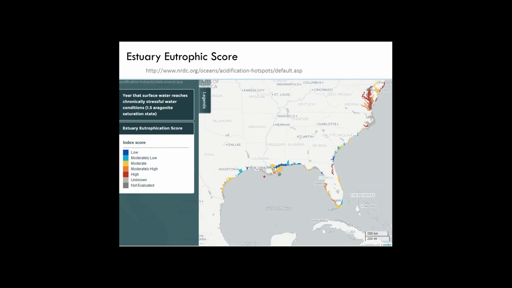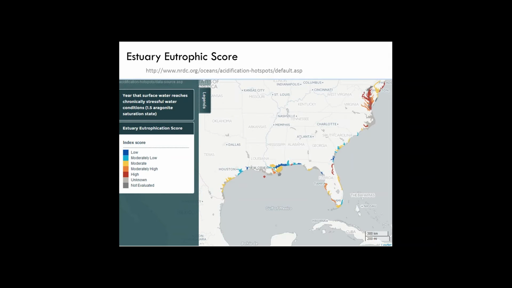Here is the Eutrophic Estuary layer, where we got the data from NOAA, and not all of the estuaries along the coast are scored. This is a very important data set that should be given some attention and resources for continual updating. But you can see that the East Coast and the Carolinas and Virginia have some consistently eutrophic estuaries. That really can be problematic for shelled mollusks.